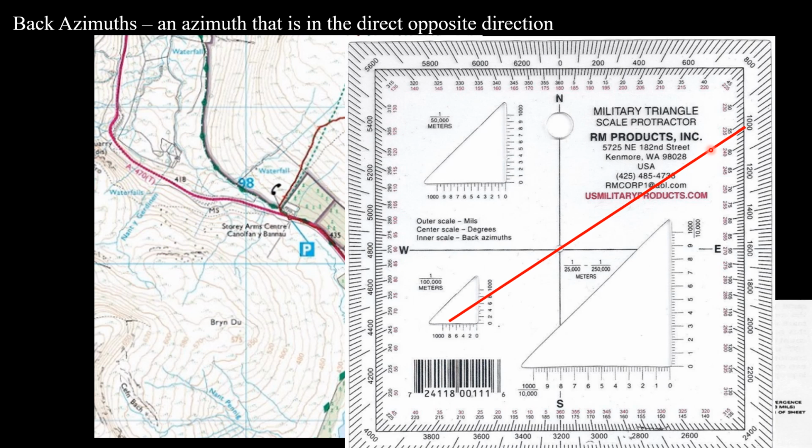So let me just walk through that again. I shoot a magnetic azimuth of 56 degrees. I subtract 5 degrees for the GM angle. 56 minus 5 equals 51. Now I want the back azimuth of 51. So that would be 51 plus 180 equals 231.